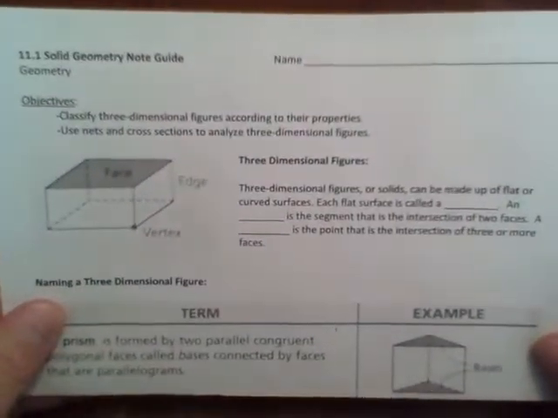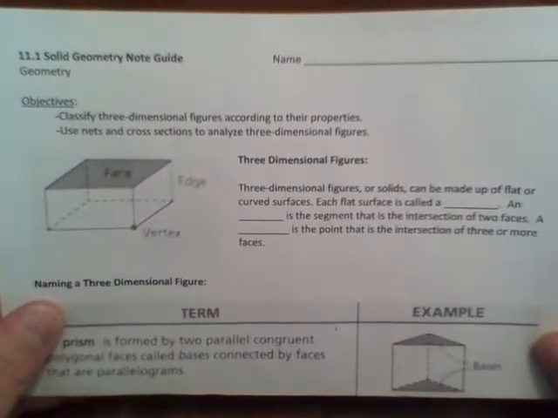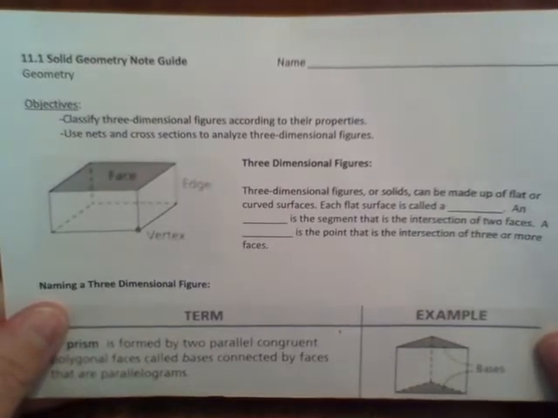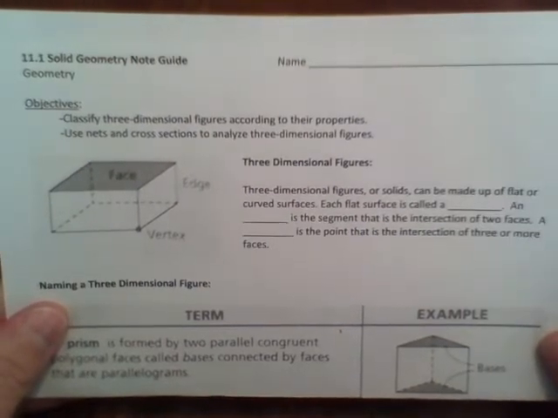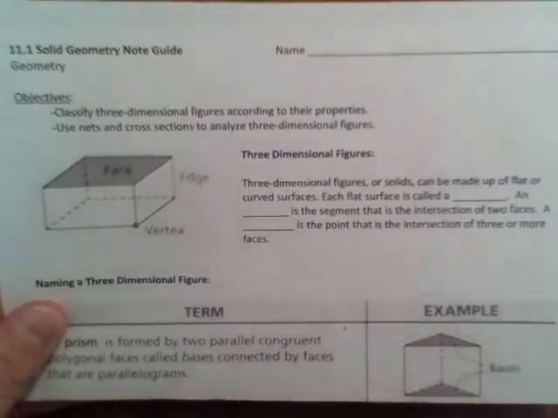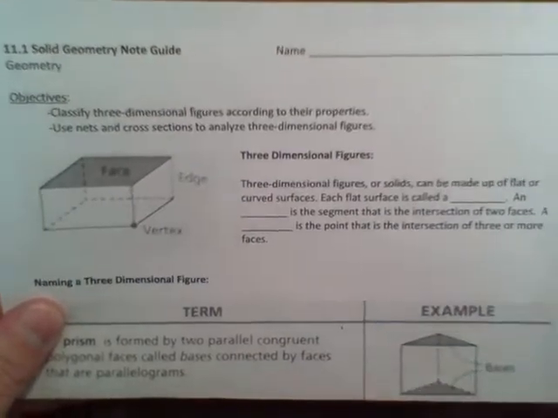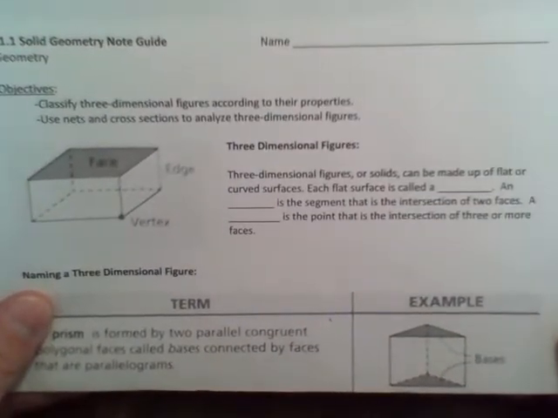All right, so here we are with solid geometry. Our objectives today in Chapter 11, Section 1 are to classify three-dimensional figures according to their properties, and then use nets and cross-sections to analyze three-dimensional figures.